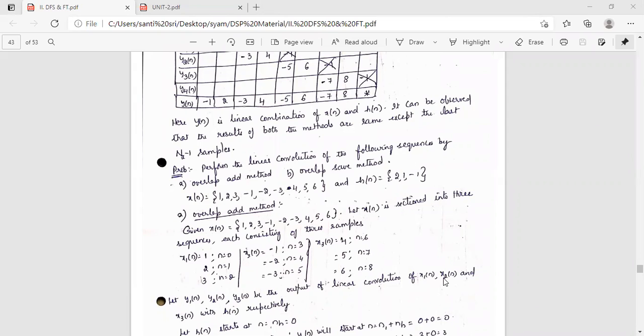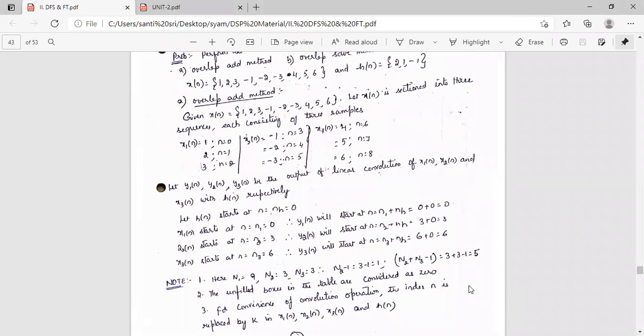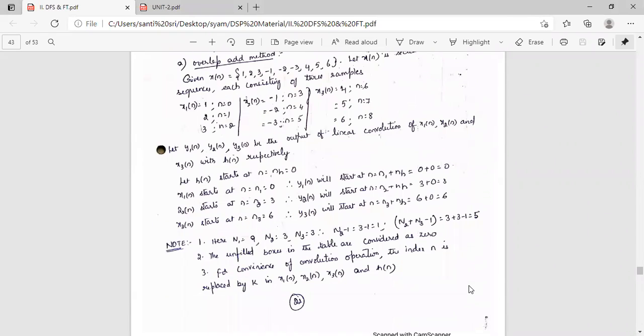So by overlap add method, we'll simply do the simple linear convolution. Okay, no 0 will be appended like method 1 or method 2. Only we'll do the direct linear convolution of x of n and h of n, right? So here n1 is 9, n2 is 3, n3 is 2. So 3 plus 3 minus 1, it is 5. We'll get 5 samples.